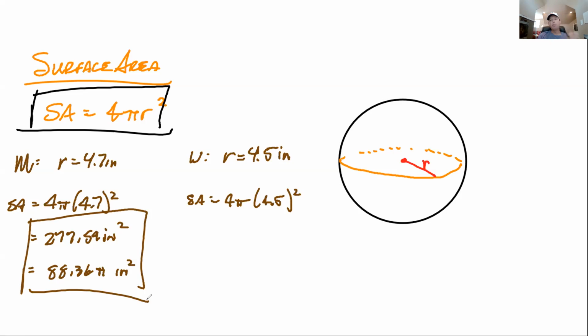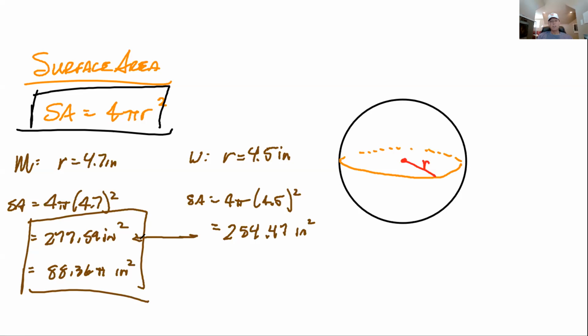And now we look at the women's ball. And again, the interesting thing here is what's the difference in the surface area? Because if I'm a producer of these balls, I'm going to care how much more material I need to use to make a men's ball. 4 pi times 4.5 squared is 254.47 square inches. You see the difference?